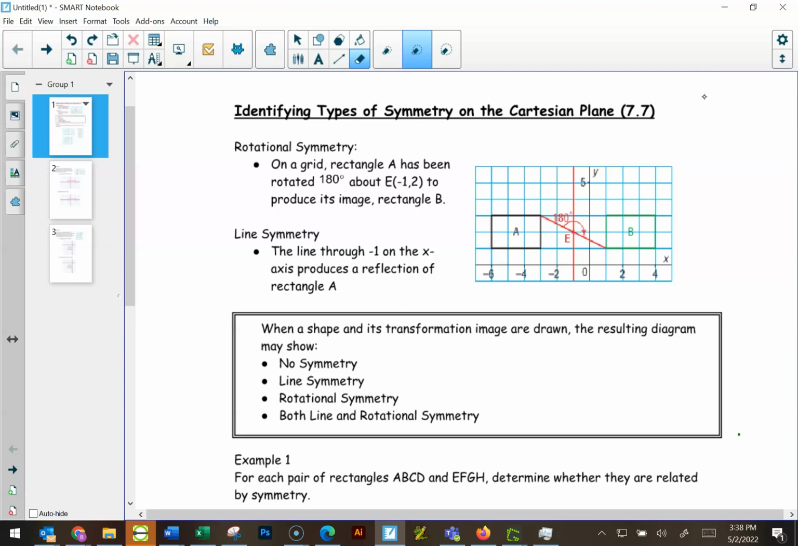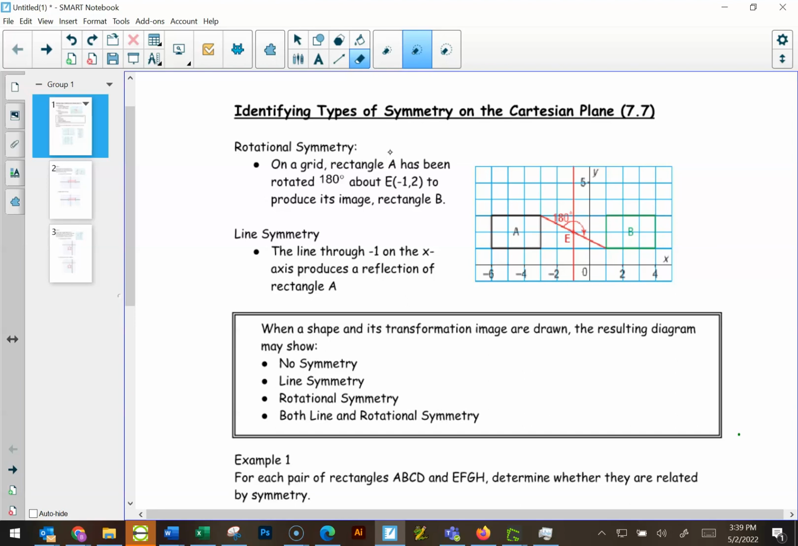There's still a process. There's still a series of steps that I want you to go through to make sure that you're able to understand if objects are symmetrical, either by a line or by being able to rotate those objects. So let's look at both of those concepts here. The first one is rotational symmetry, and we've talked about rotating objects before and angles of rotational symmetry.